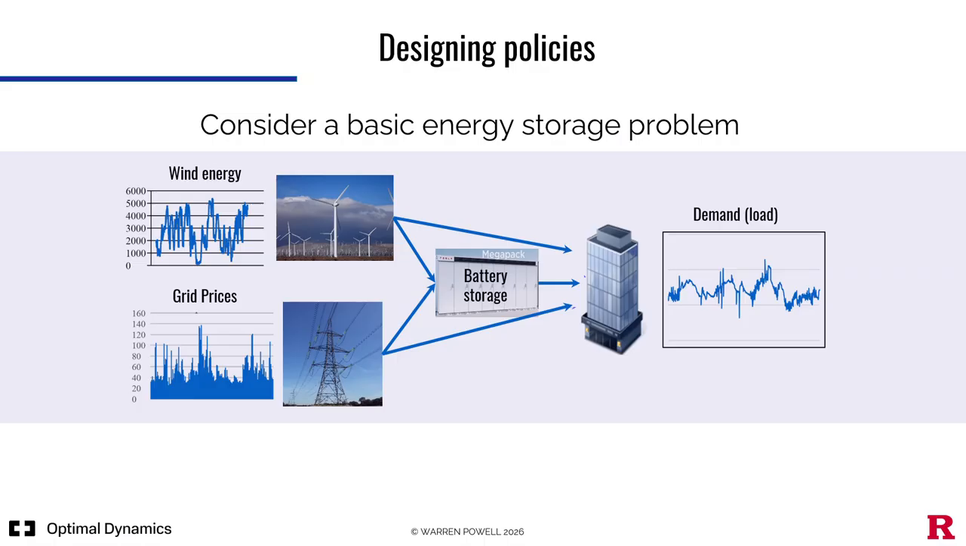Here's a little energy storage problem. I can get energy from a wind farm. It's free, but the quantity is highly variable and I can't control it. I can get energy from the grid. Effectively, it's an infinite supply, but the price is highly random. Now I'm trying to serve a load which is fairly predictable, and I've got my Tesla Mega Pack for storing energy to help smooth over all these variations.